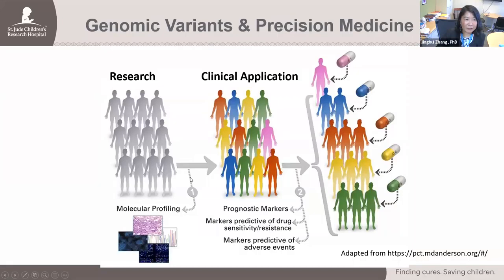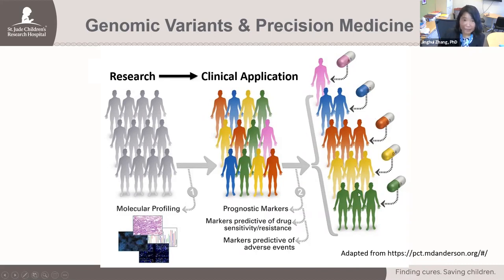So in the conventional world, what we consider genomic variants to precision medicine is a one-way direction, which starts with a research cohort, and we perform molecular profiling, including next generation sequencing, on this cohort. And from the resulting data, we will identify prognostic markers, or markers predictive of drug sensitivity and resistance, or markers that predict adverse events. And this can be applied in future applications to clinical samples.